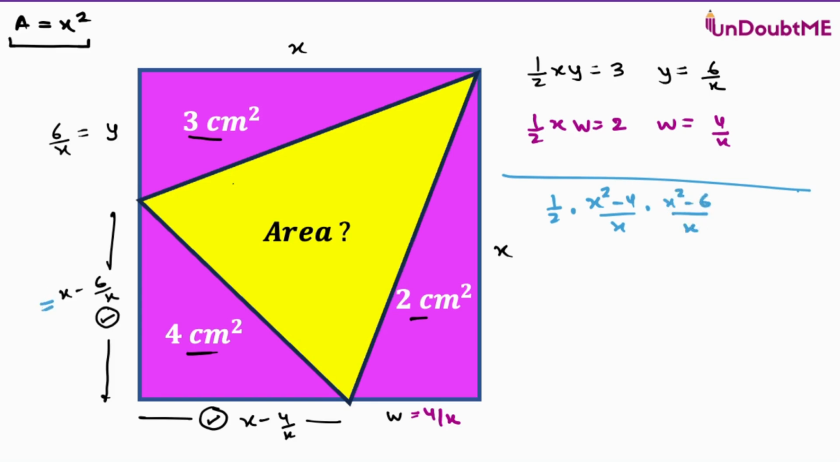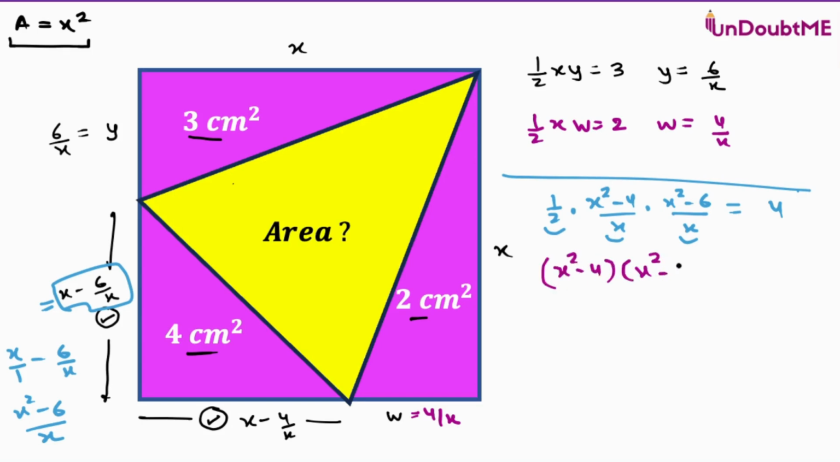If in case anyone is having confusion, I'll just tell you how I'm getting that x square minus 6. So it will be solving these two: x over 1 minus 6 over x. It will be x square minus 6 over x. The same way I got x square minus 4 over x. Okay, and that is equal to 4. Now in the denominator on the left hand side we have 2x and x, that is 2x squared, multiplied with 4 will give me 8x squared. So I have x squared minus 4 and x squared minus 6 is equal to 8x squared.